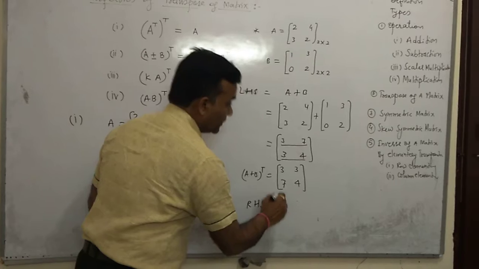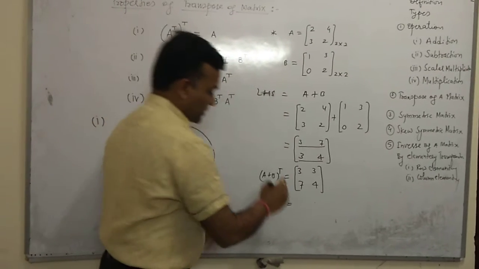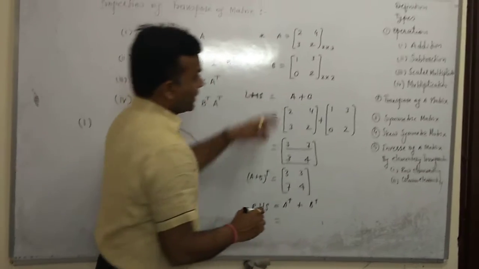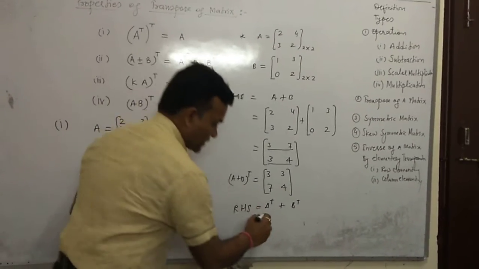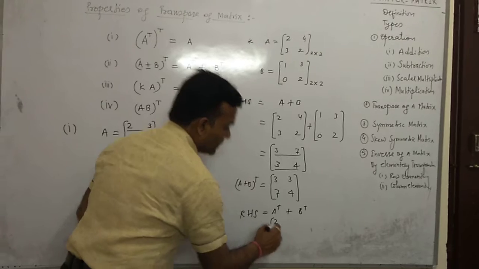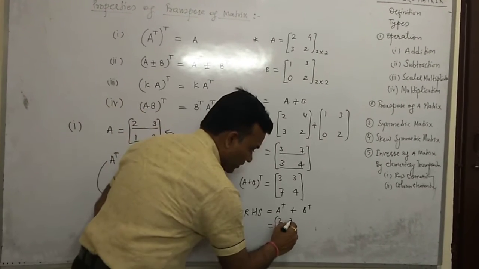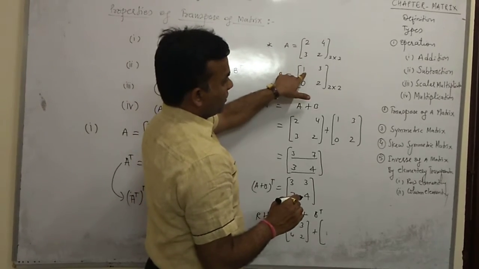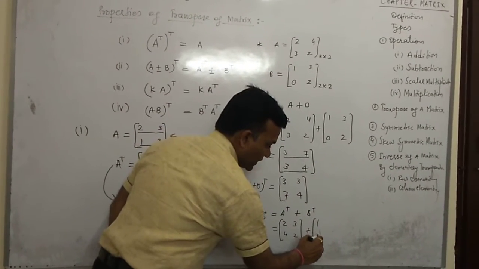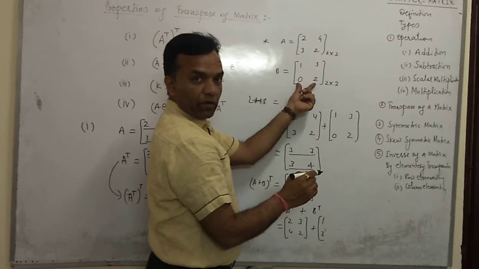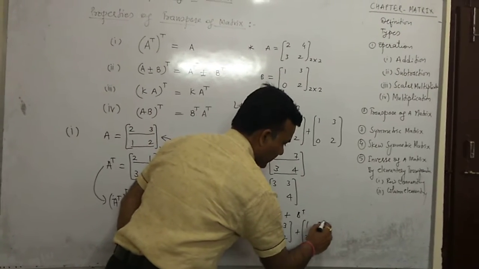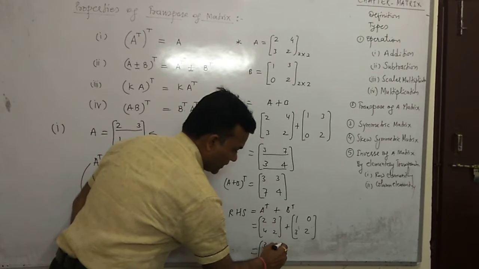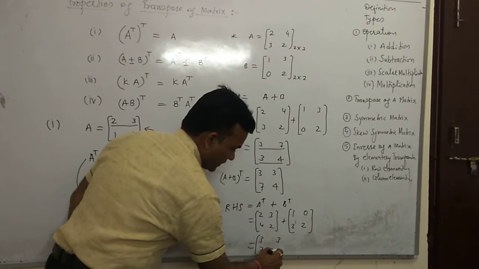In the RHS part, A transpose plus B transpose. So first transpose the given matrix. Here you have 2 4, so it is converted into a column. Similarly 3 2 you convert into a column. Then matrix B has 1 3 in the first row, so you add 1 3 in the first column, and 0 2 in the second row, so you add it in the second column. Now you add these two, and we have the same result: 3 3 7 and 4.